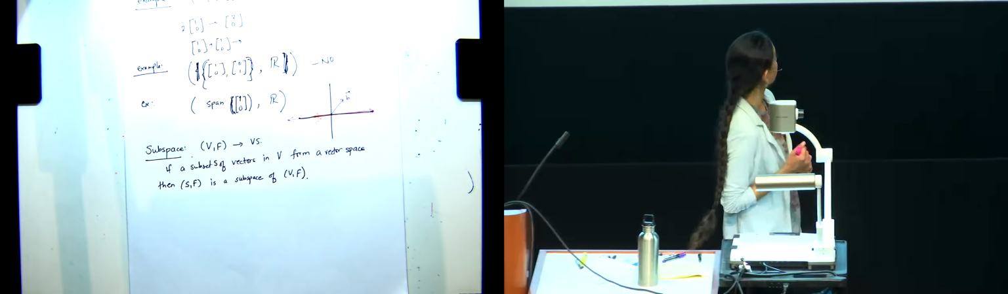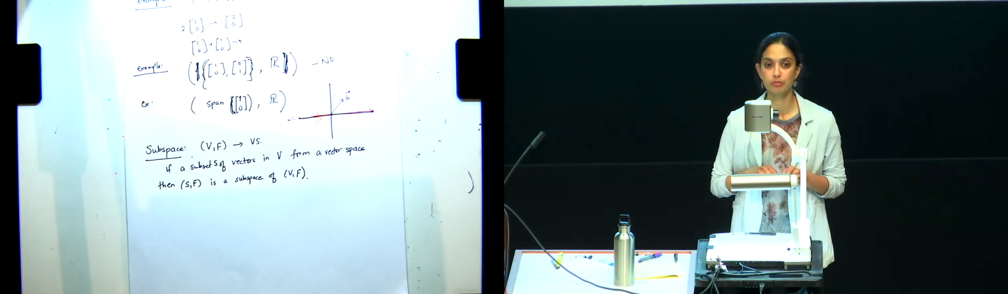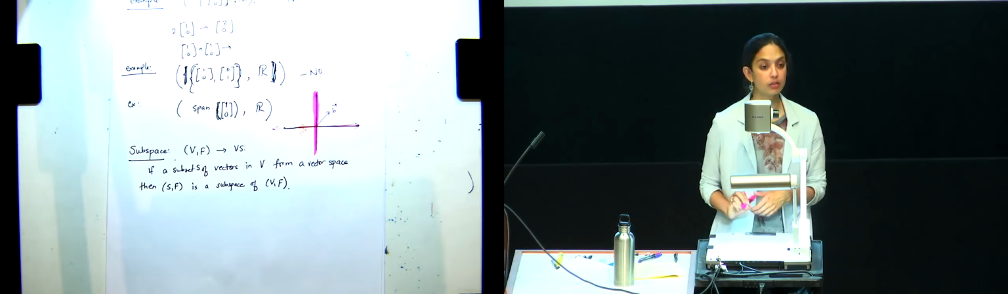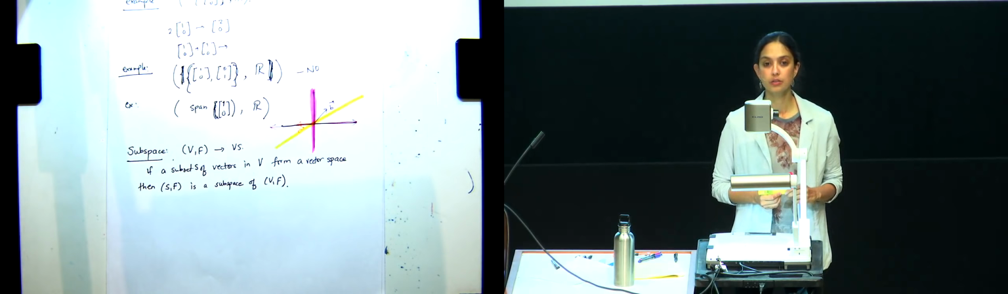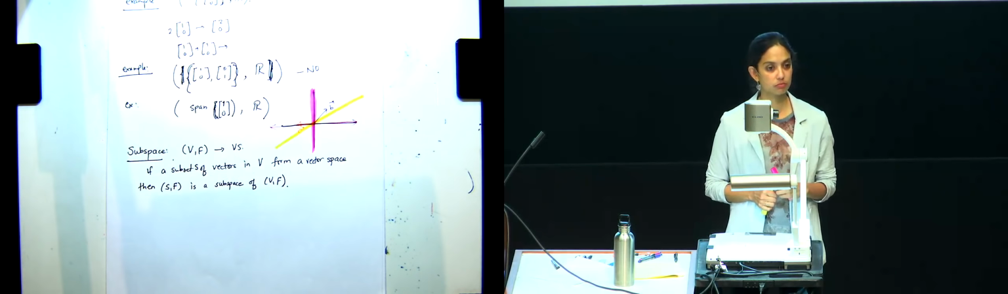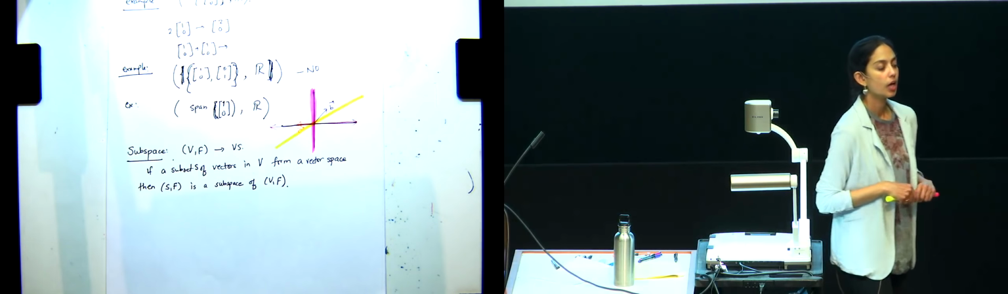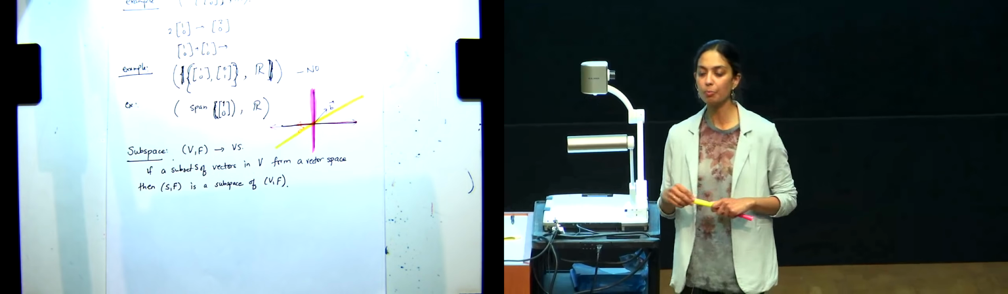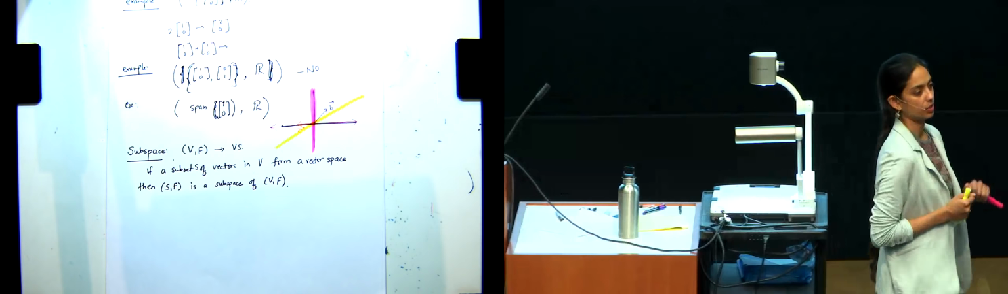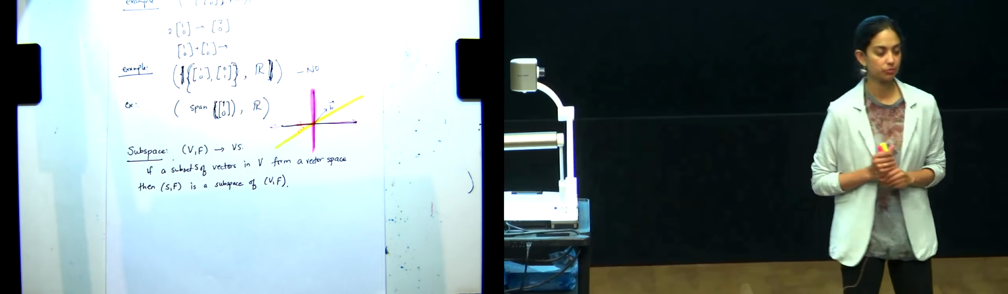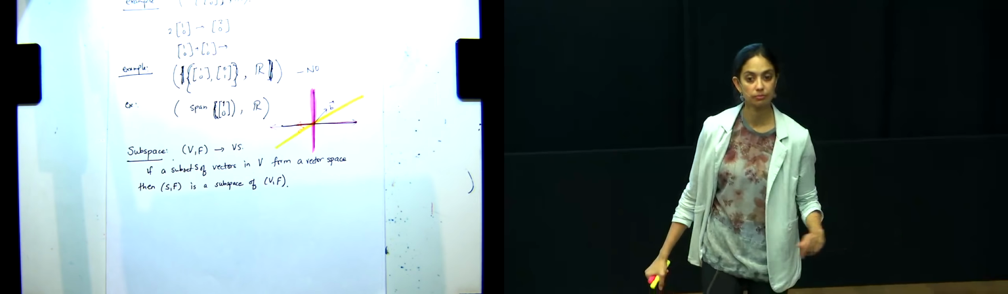So what's another subspace of R2 that I can think about? Is this guy a subspace? And what about this guy? Yeah? Okay. Talk to your neighbor and come up with a line in R2 that is not a subspace. Take a minute. Talk to your neighbor. Draw a line. Add a line to this picture that is not a subspace.